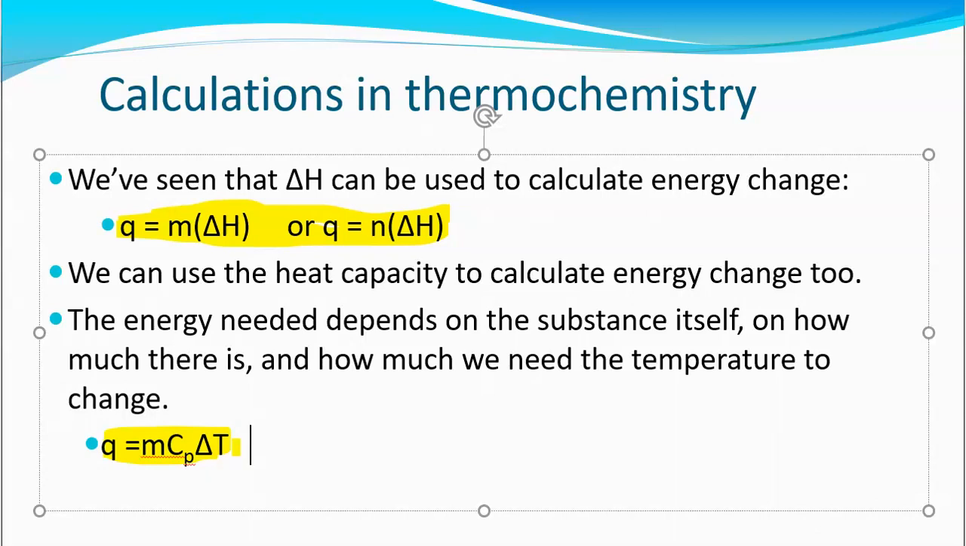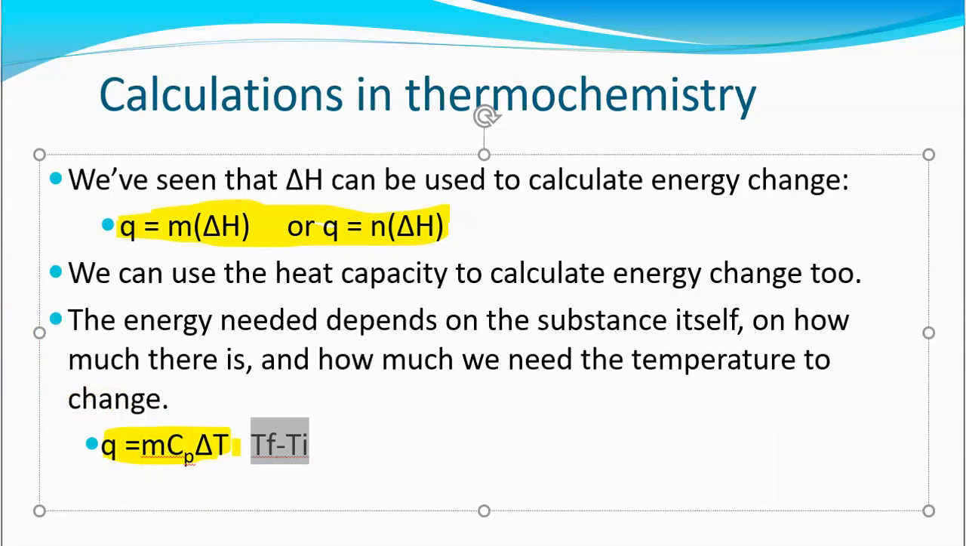So remember, change in temperature is defined as the final temperature minus the initial temperature. T final minus T initial, just like we did in our endo-exo lab. So let's talk about this C, that's the specific heat capacity.